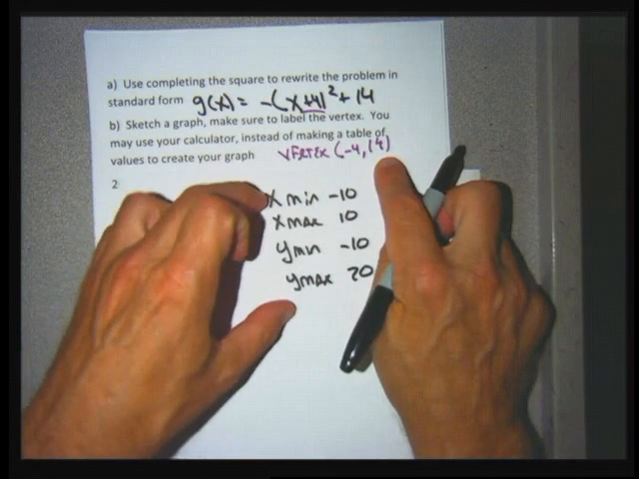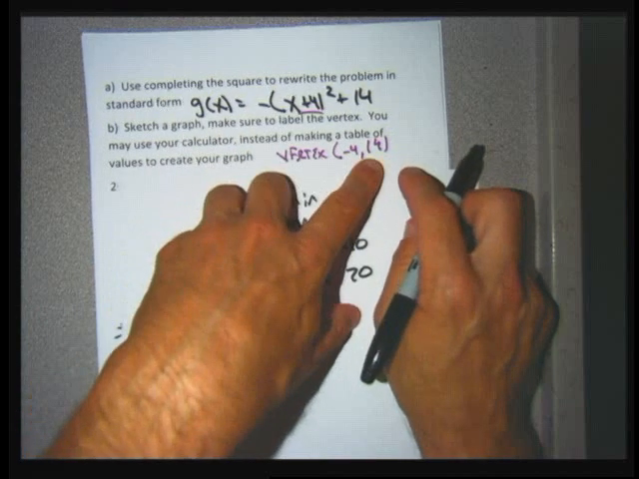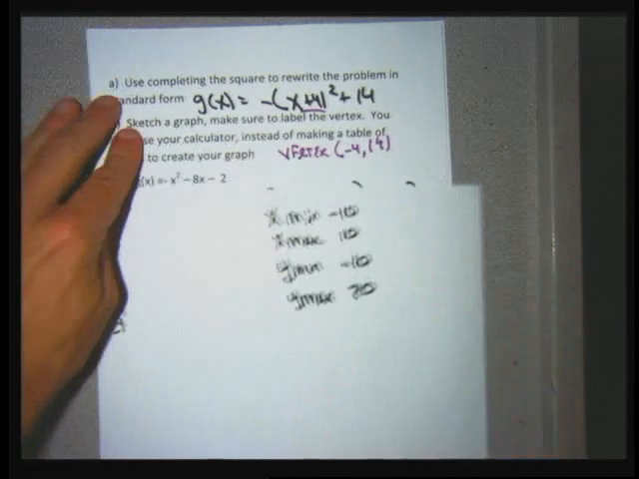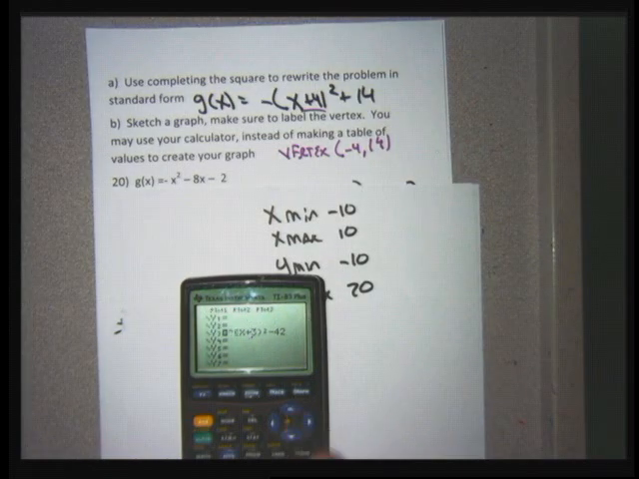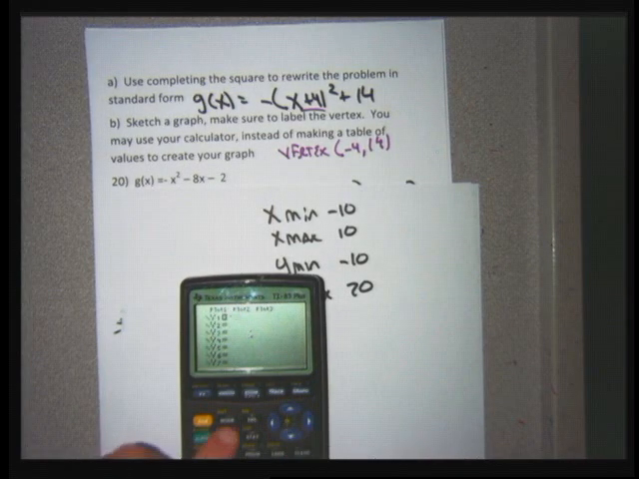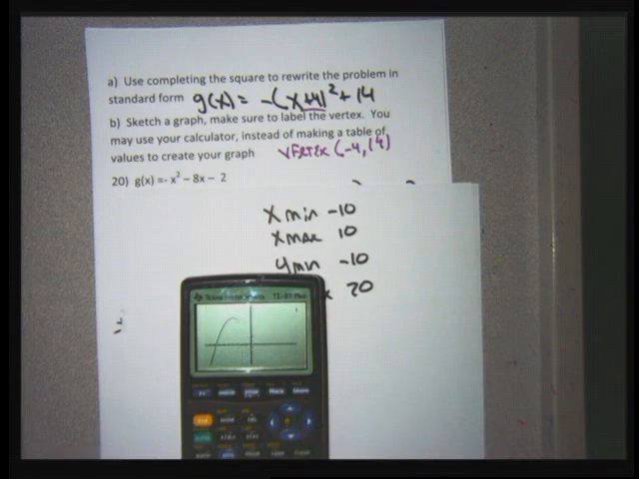I'm going to bump it up to 20 to safely get the 14 in there. So that's the window that I'm going to pick. -10 to 10 shows the -4 for the x's. -10 to 20 covers up the 14 for the y's. I'm going to enter both functions. So I'm going to enter y equals, clear, negative x squared minus 8x minus 2 and negative parentheses x plus 4 squared plus 14. Change my window, negative 10 to 10 and negative 10 to 20. Hit graph. Hopefully I just see one function.